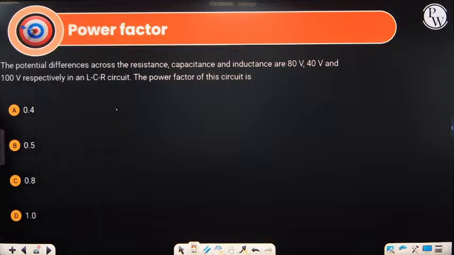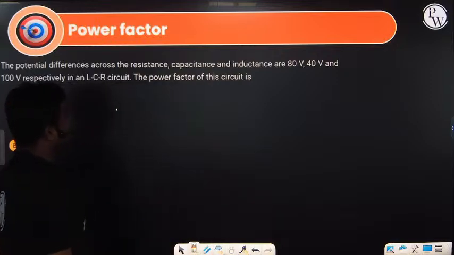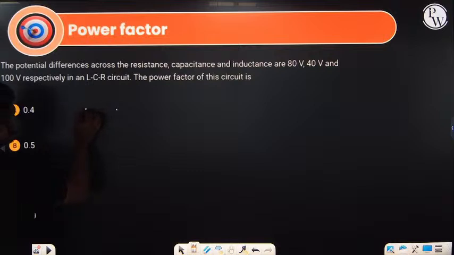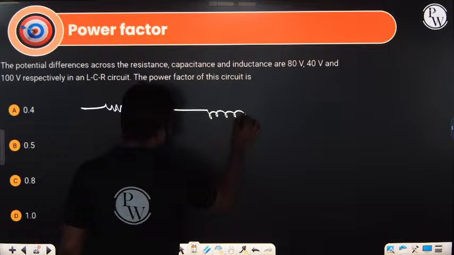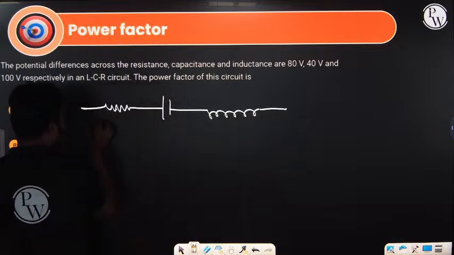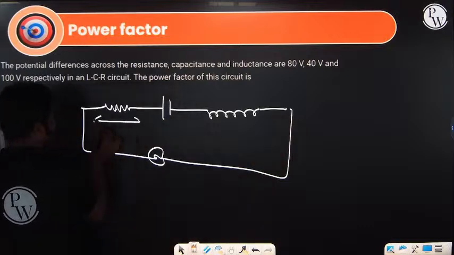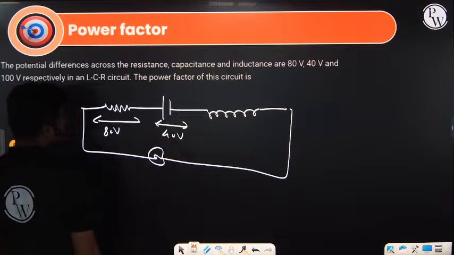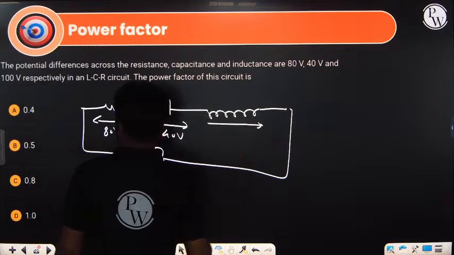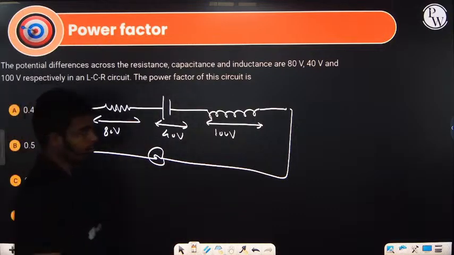Again, the potential differences across the resistance, capacitance and inductance are 80 volt, 40 volt and 100 volt respectively. What will be the power factor of this circuit? We draw the resistance, the capacitance, and the inductance. Across the resistance the potential difference is 80 volt, across the capacitance it is 40 volt, and across the inductance it is 100 volt. What is the power factor of the circuit?